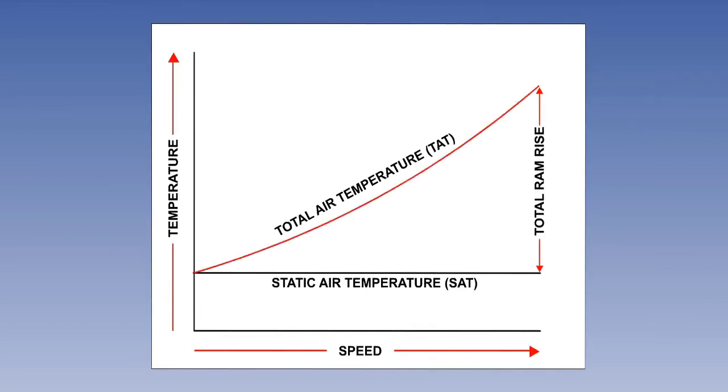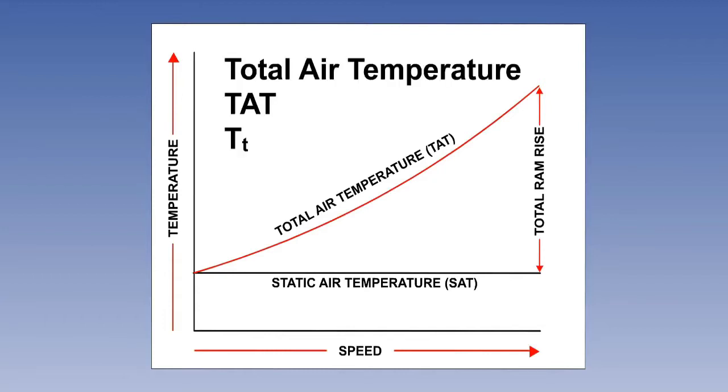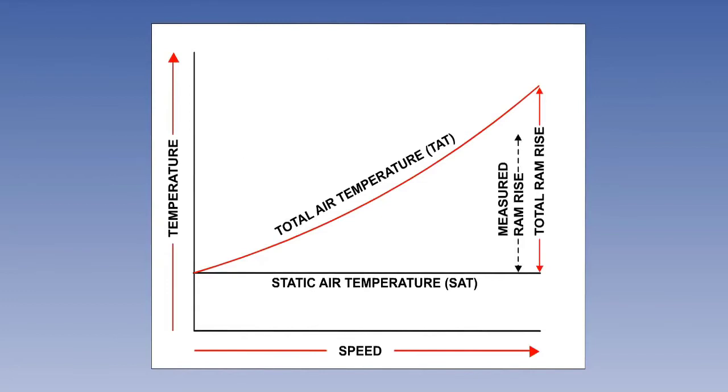Total air temperature is defined as the maximum temperature attainable by the air when brought to rest adiabatically. In formulae, it is often written as T subscript T. Unfortunately, any measurement process always has leaks and inefficiencies, so we do not measure the full ram rise. The amount of ram rise actually sensed is called the measured ram rise. If we could measure the total ram rise, we would measure the total air temperature. However, in practice, what we measure is the ram air temperature, which is lower.